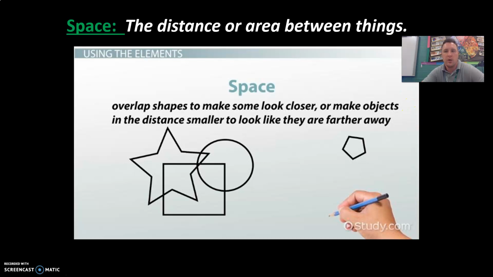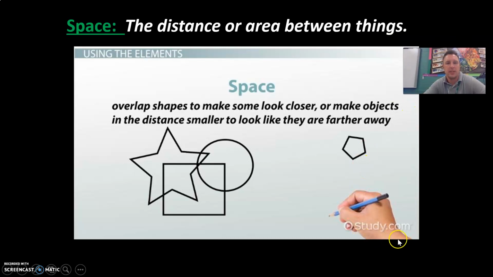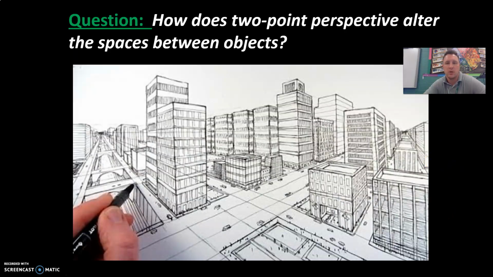So the next vocab word, jumping back to the vocab, is space. It's a distance or area between things. And the whole purpose of this assignment is to create depth through space. So that's why this is one of your words.